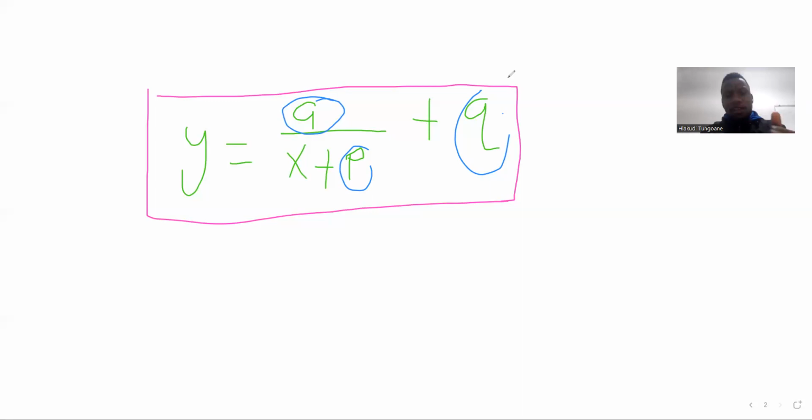So to summarize, A affects the shape and the gradient of the graph. P is the vertical asymptote, and it also affects the horizontal shift, right? So if P is increased, then the graph moves more to the left. If P is reduced, then the graph moves more to the right. So this is more analogous to x plus P squared that we had in a quadratic. So essentially, they talk about the same thing.